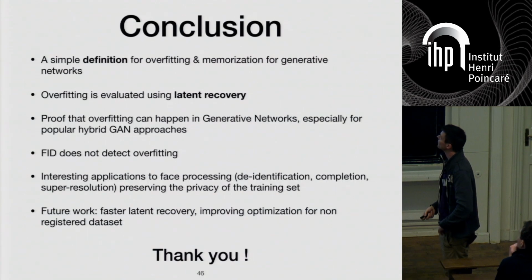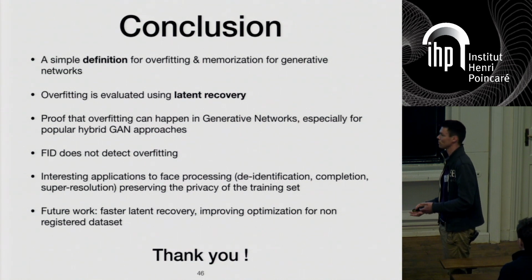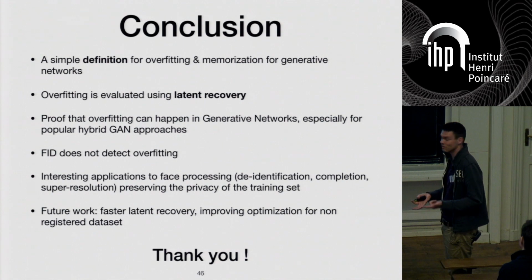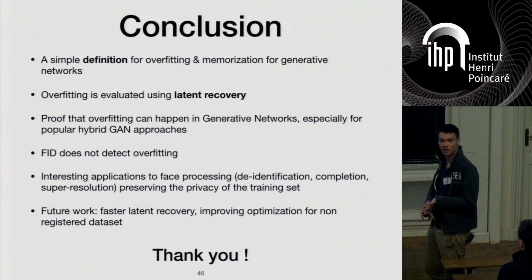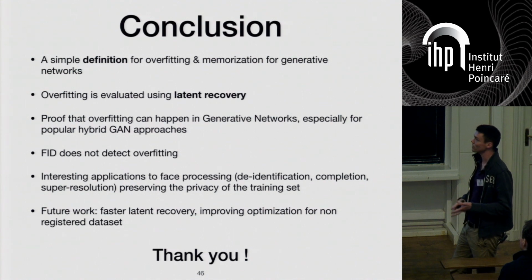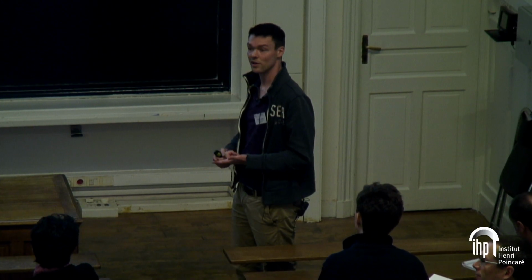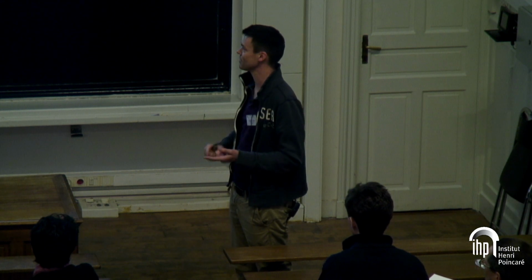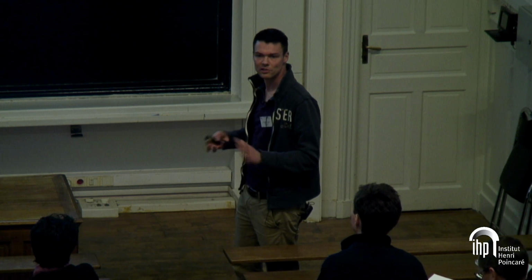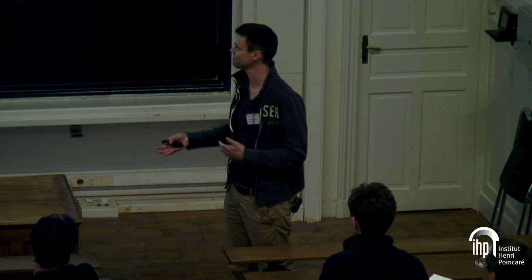So to conclude, we provided a new simple definition for overfitting for generative networks. We gave a simple algorithm to detect it. We proved that pure GANs are not overfitting, at least on the dataset we tried. And on the contrary, that hybrid GANs are prone to overfitting, which is very important. That raises a lot of problems with privacy. We also demonstrate that FID does not detect overfitting. And we also investigate some application in which we can generate faces while preserving the privacy of the dataset.